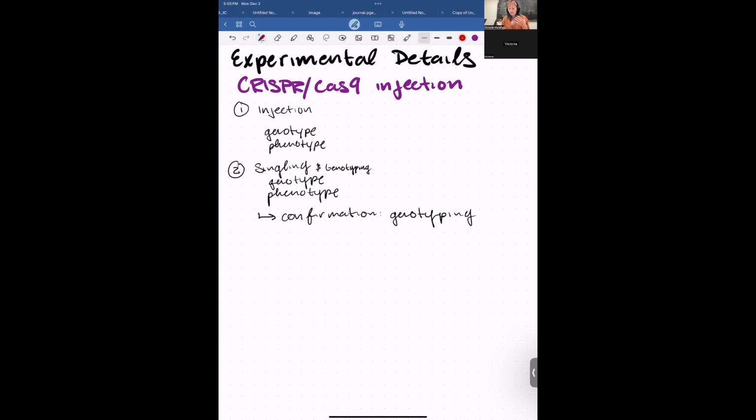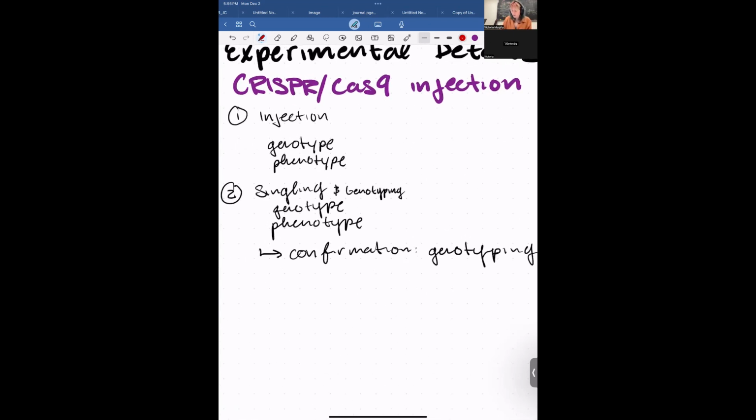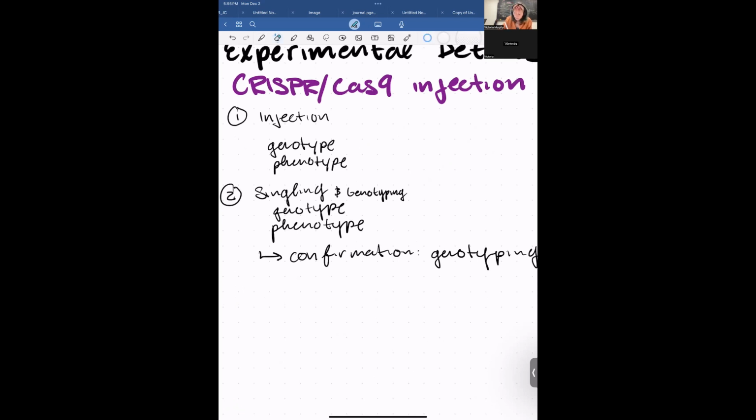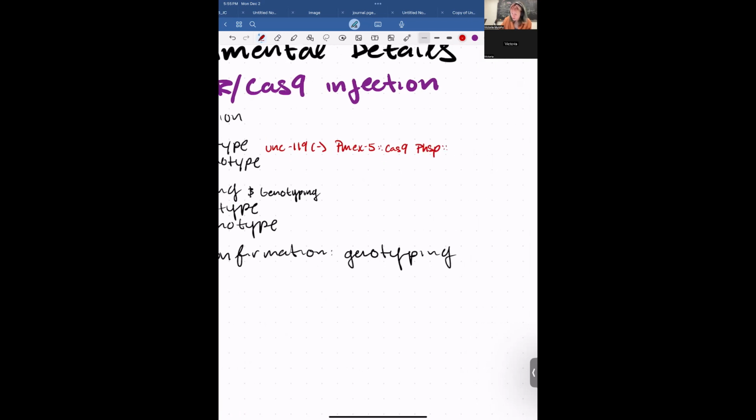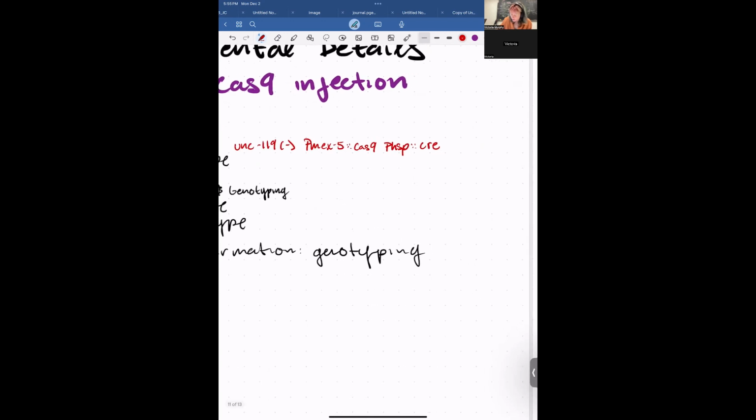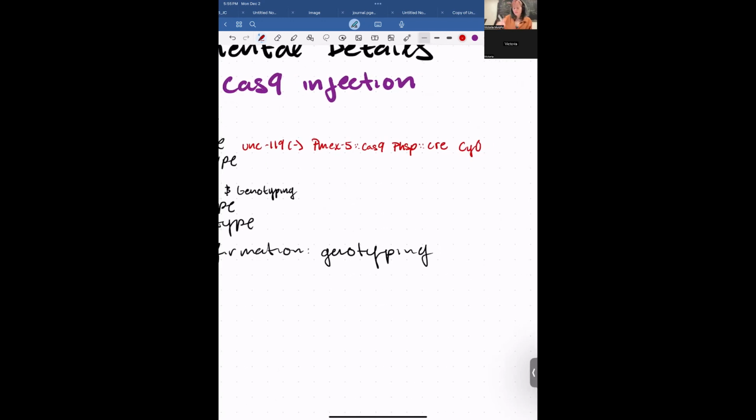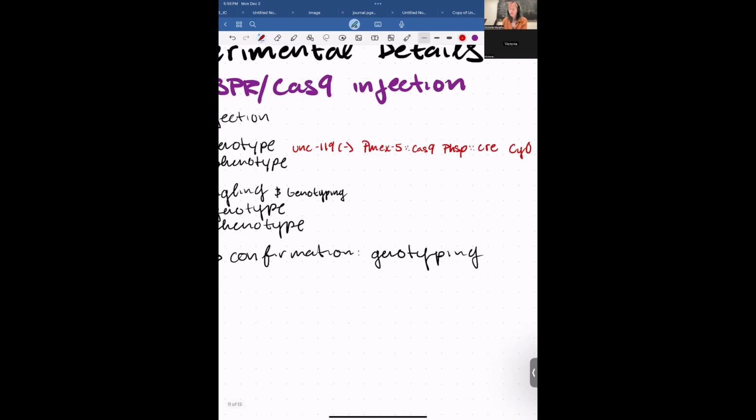So what I mean by that is that the worm that we inject, the genotype of that worm, it has the UNC119 mutant. It has PMEX5 driving expression of Cas9. It also has PHSP, I don't remember which HSP it is, driving expression of CRE recombinase, and then an orange fluorescent protein. So these worms are uncoordinated. When we inject them, they're UNC. So the phenotype is UNC.